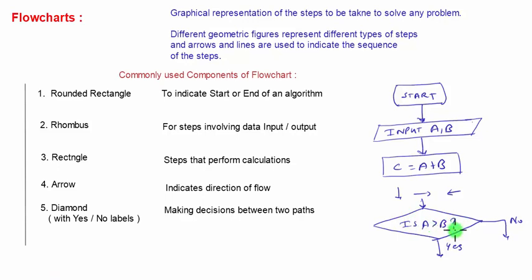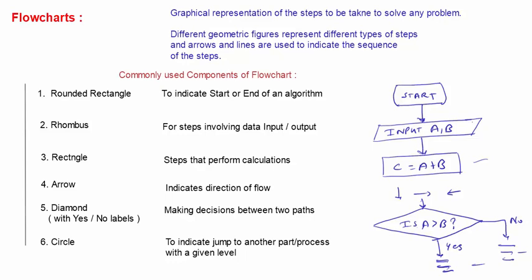Now if this is true, that is, A greater than B, yes, then follow these steps. If A greater than B is not true, then follow these steps. So you can draw such steps again over here also. It is used for iteration as well as selection statements.